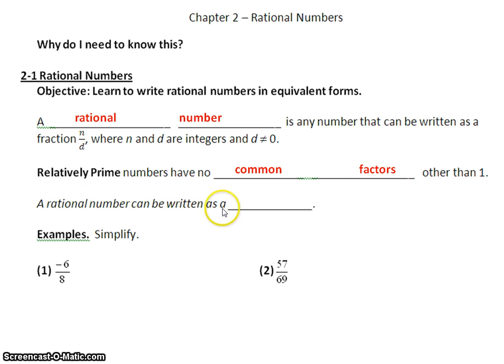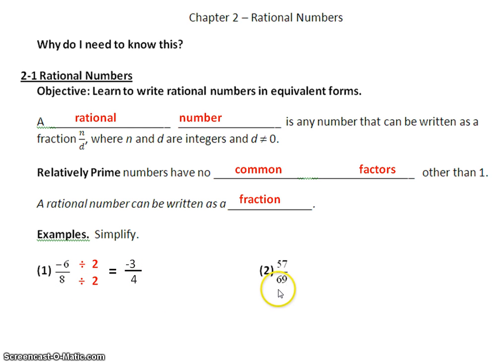Now, a rational number can be written as a fraction. In number 1 down here, we've got an example of a rational number. Now, we're asked to simplify that. The numerator is negative 6, and that can be divided by 2, and 8 can be divided by 2, so it's a common factor. So we're going to divide the numerator by 2 as long as we divide the denominator by 2. And that is going to result in a numerator of negative 3 and a denominator of 4. So the fraction of negative 6 over 8 can be simplified to negative 3 over 4.